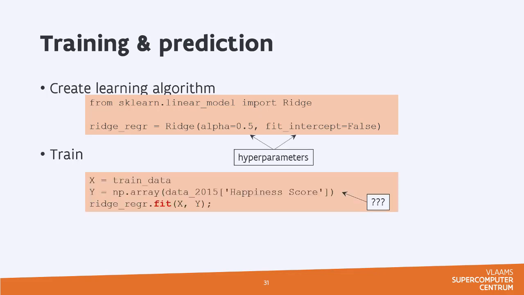Okay, so training is very straightforward. We have the training data, and for the happiness score, we simply extract it from the dataset. And then we apply the fit method with the x data and the y data in order to train our ridge regression model.